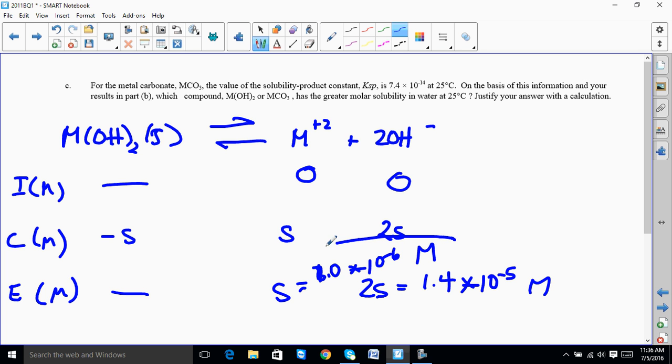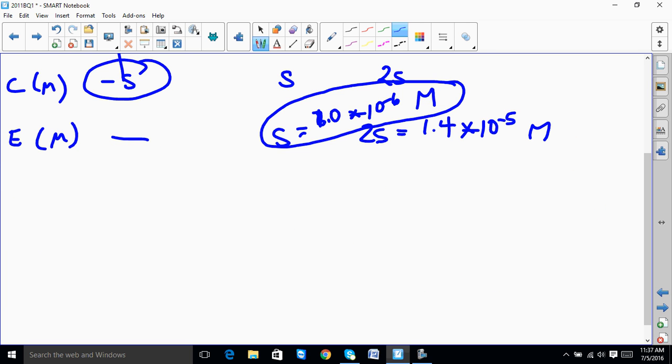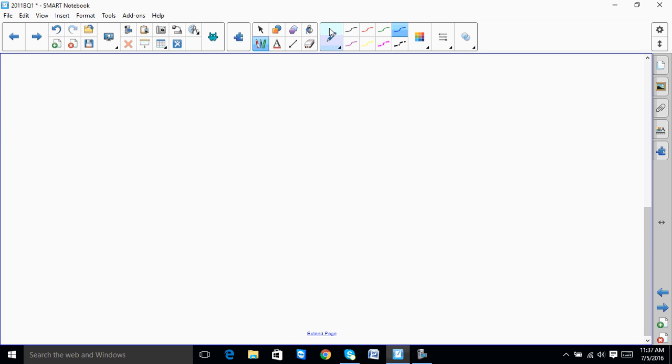Now, why this is important is right here. The reason we use S's and not X's like everyone else is that S stands for solubility. It means how much of this solid stuff goes away because it dissolves. And the way that you decide which one is more soluble is not the one with the biggest Ksp value, but the one that has the biggest S. Now, we have to do the same thing for the other one and then compare the answers.